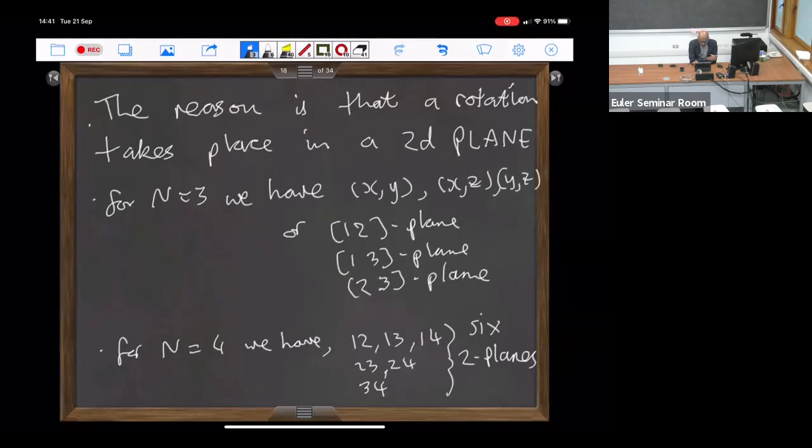So you can see that for n equals 4, we have 6 planes, which would be 1-2, 1-3, 1-4, 2-3, 2-4, and 3-4. This is actually n choose 2, n times n minus 1 over 2 in general, because it's pairs of indices which are not equal.